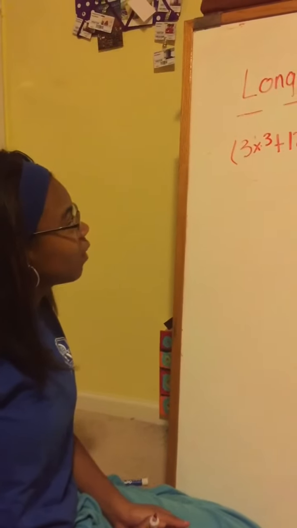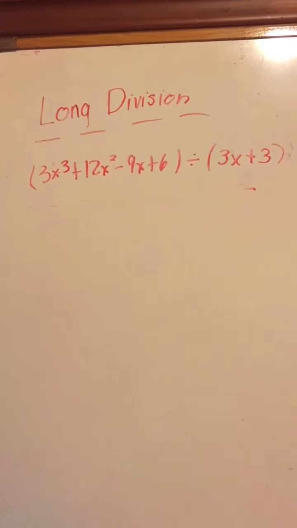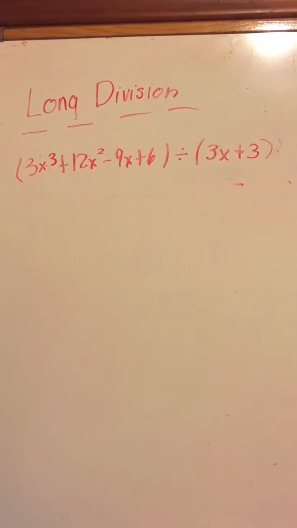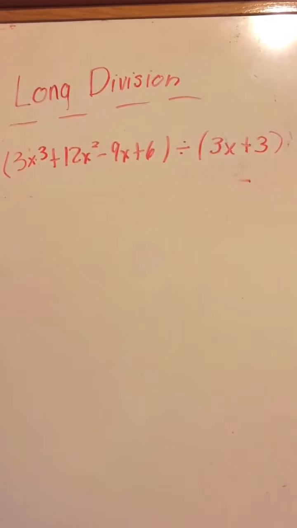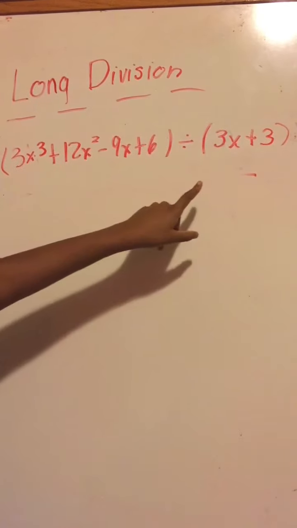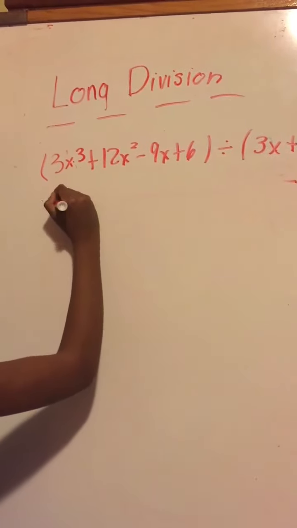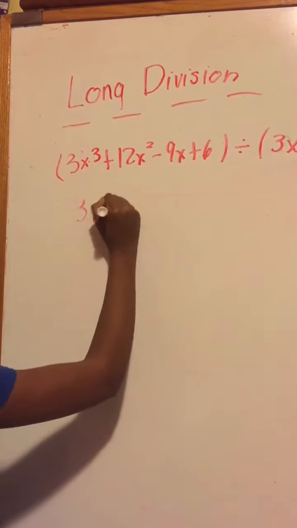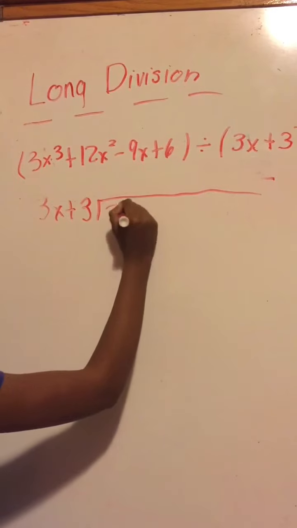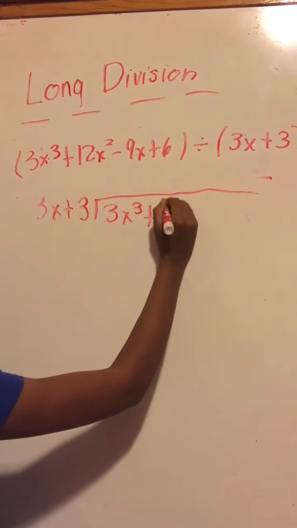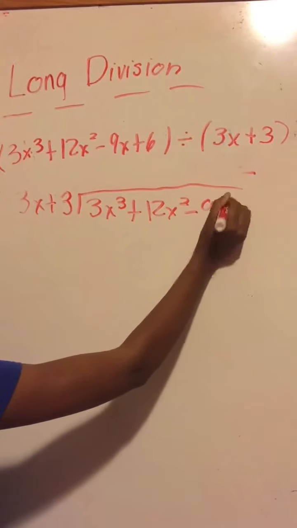Today I'll be showing you how to solve a long division problem, and this time with a cubed root. The problem is 3x cubed plus 12x squared minus 9x plus 6 divided by 3x plus 3. The first thing that you want to do is make sure that your 3x plus 3 is on the outside of your division box, while this is on your inside, and that looks like this. So 3x plus 3 divided by 3x cubed plus 12x squared minus 9x plus 6.